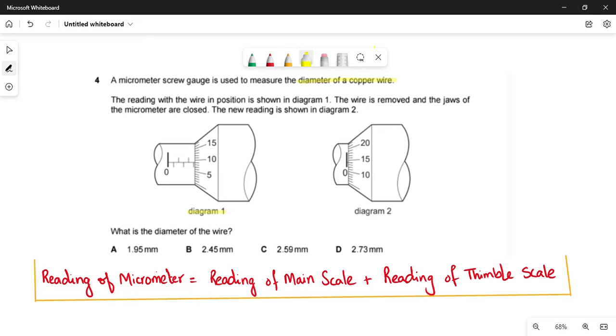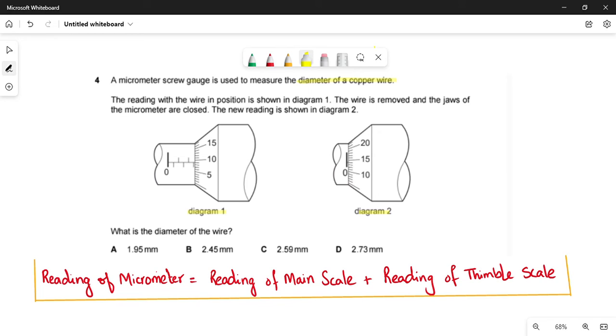And for diagram 2, they are saying that the wire is removed and the jaws of the micrometer are closed. So this is the new reading. Number 1, we will figure out the zero error from diagram 2, because now the jaws are completely closed. Whatever reading is shown on the thimble scale will give us the information for the zero error.